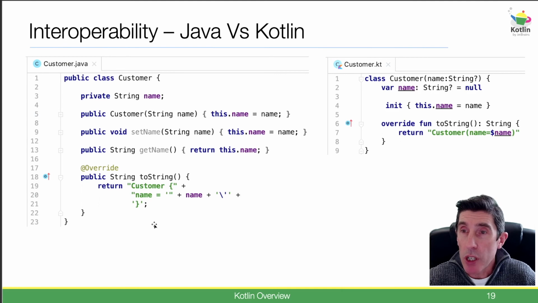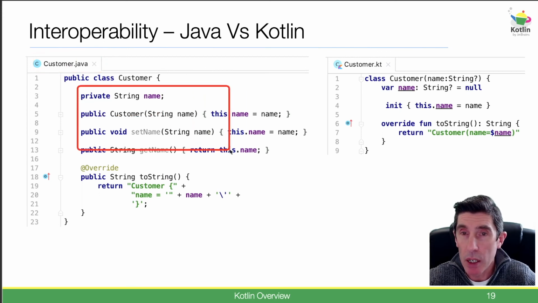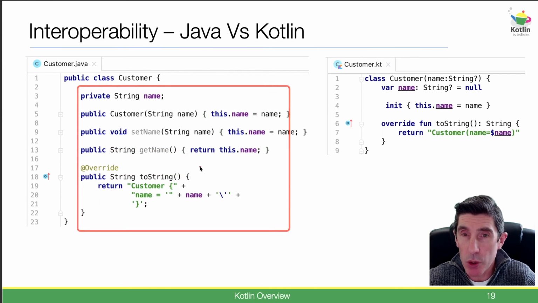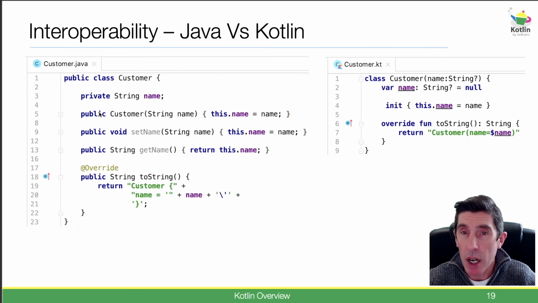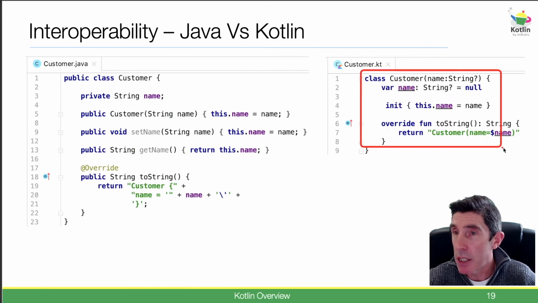So just to compare Java and Kotlin, again, a kind of interoperability, but also the reduction in the code base. Okay, so if we look at our customer class again, here it is in Java. We have our functions, our toString, and our setters and getters. The same class with the same functionality in Kotlin will be reduced to this.